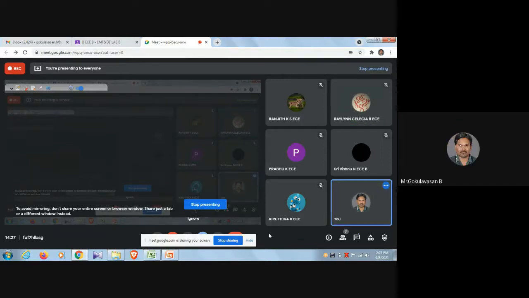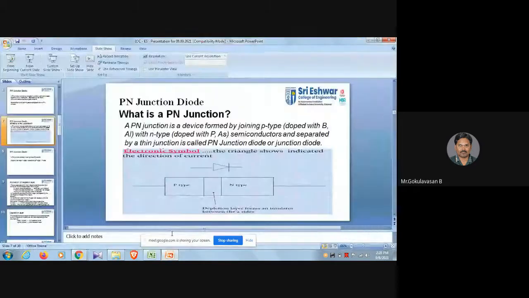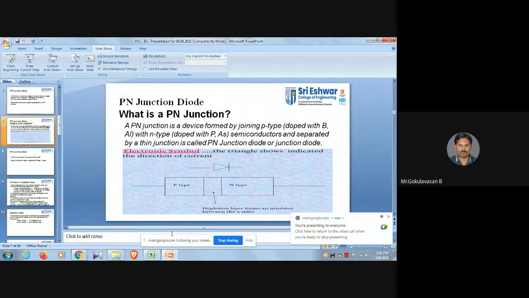Thank you so much. The answer Raylin has given is the exact answer. Adding impurities to a pure semiconductor is what we call doping. It is the process we call doping. Adding impurities to a pure semiconductor is the actual answer. In that way only we can form a PN junction. So that is the answer I actually anticipated. Good. So the electronic symbol for a PN junction diode is shown at the bottom.